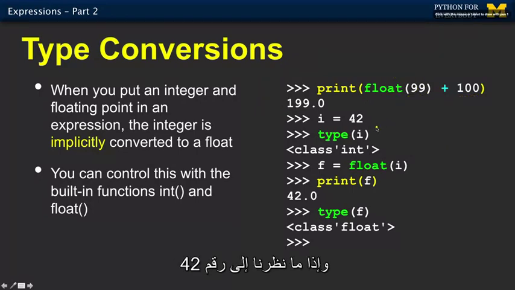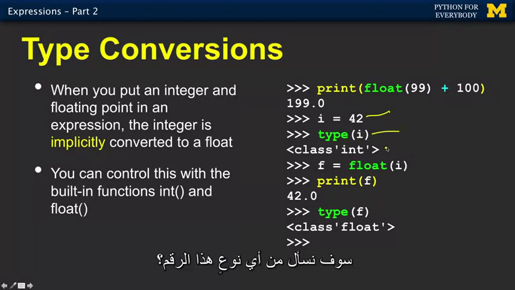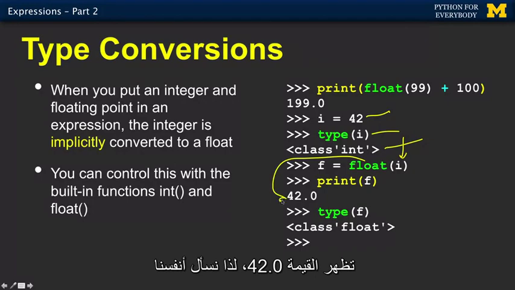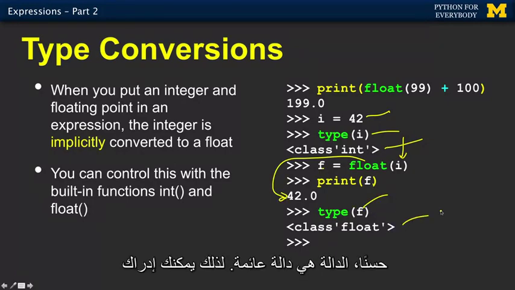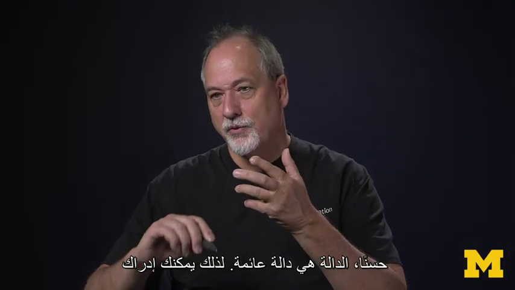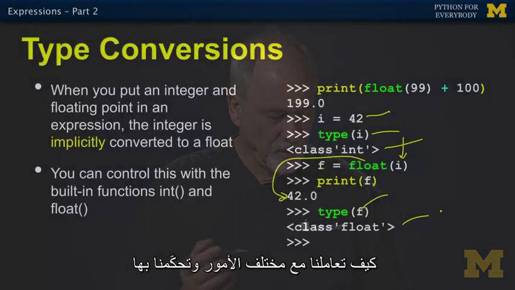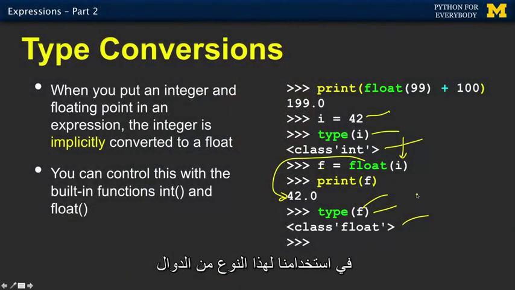If we look at I is 42, we ask what type it is. Well, that I is an integer. We can take a variable and pass it into the float function and get back 42.0. That 42.0 comes back, and we say, what kind of thing is in F? Well, F is a float, right? So you can see how we're manipulating the type of things and controlling it. And anytime we get a little confused, we use the type function and say, hey, what's going on here? Why don't I understand what's going on here?